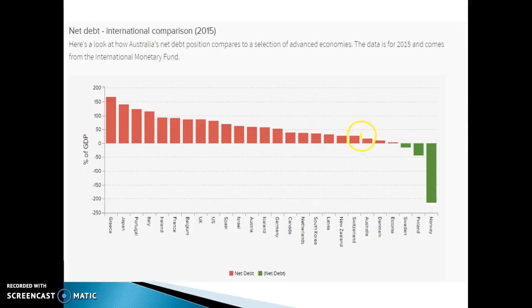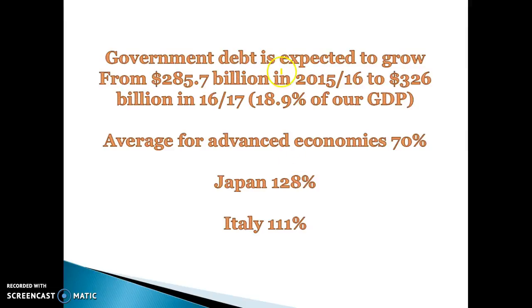As you can see, this is Australia here. Our debt is around 19% of our GDP, and look, that's pretty small compared to most developing nations, so we're nowhere near a crisis. Our government debt's around 19% of our GDP. Our total debt is now over 60%, but over 2/3 of that is private debt. And we're not talking about that in this chapter, we're just talking about the government section of debt. Government debt is expected to grow from about $285 billion to $326 billion in the next year, but that's nothing compared to some of the advanced economies around the world that have debt, in some instances above 100% of their GDP.